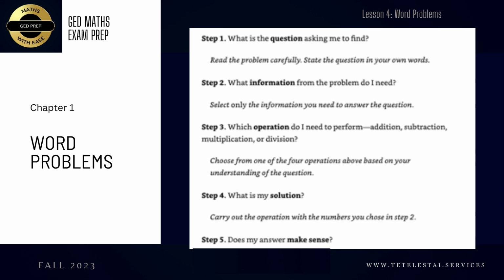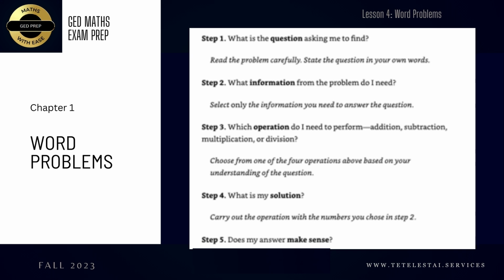So step 3 is you need to determine what operation the word problem is asking you to perform, and then choose from any one of the 4 operations that we've discussed earlier based on your understanding of the question, okay? Then the 4th step is what is your solution? So carry out the operations with the numbers that you choose, because again, remember, there'll be extra numbers in that word problem that you don't need, right?